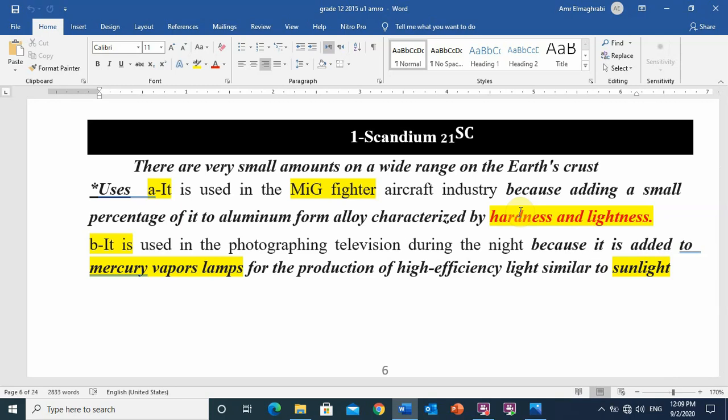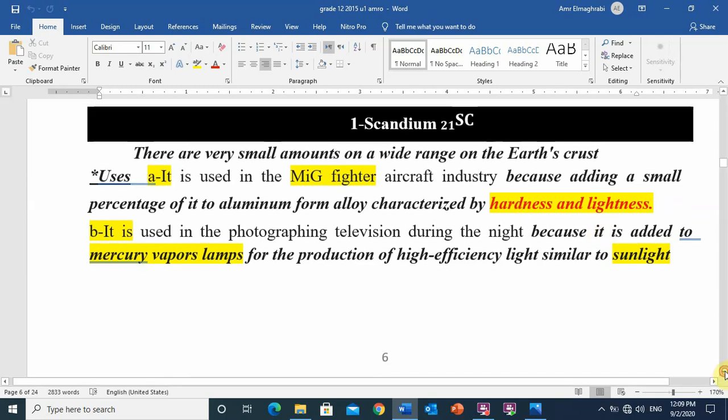So the 2 uses of scandium again: a MiG fighter, because it is added to aluminum and gives it hardness and lightness. Number 2, in the mercury vapor lamp, we add some scandium to give a very strong light like sunlight, even at night. Now let's go for the second element, which is titanium.